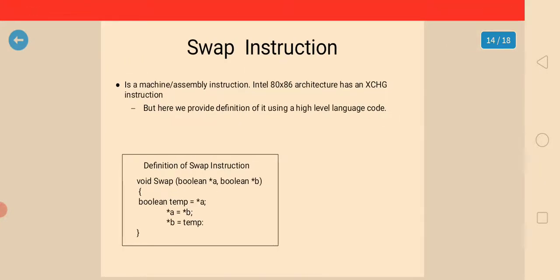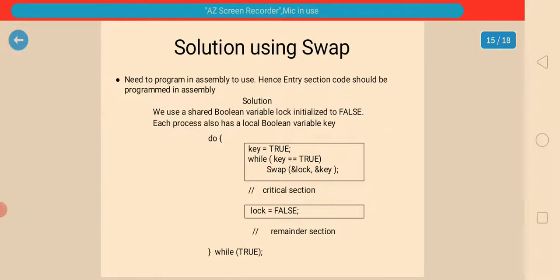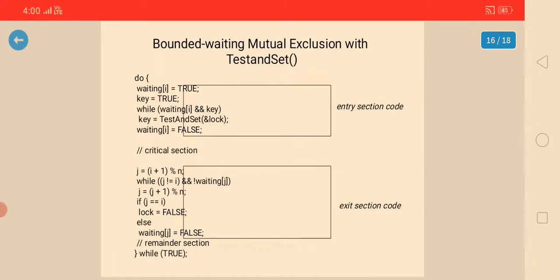The swap instruction. Here is one more method. We swap the values of variables, through which we can solve the problem. Below is one example of swapping the variables and how we change the values. Then a solution using swap with the lock, and bounded-waiting mutual exclusion with test and set. So these are two more different types of examples.